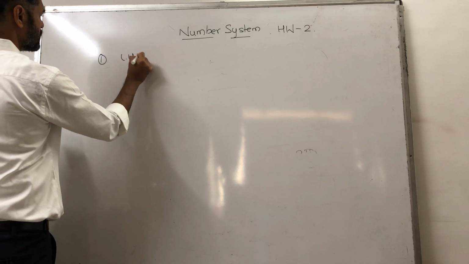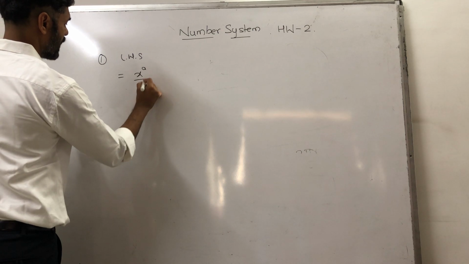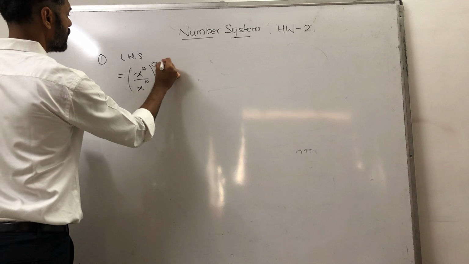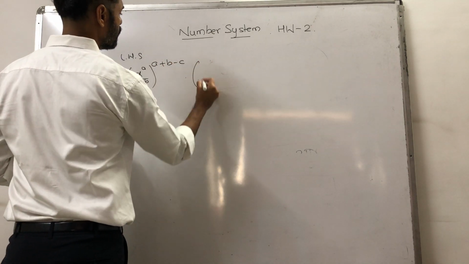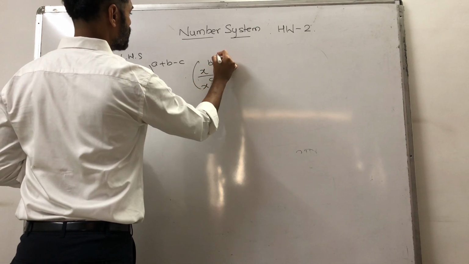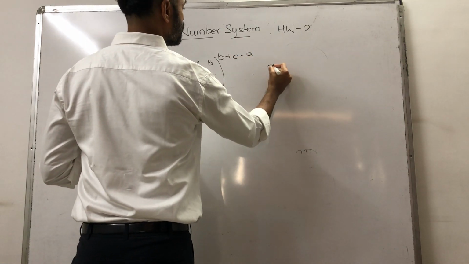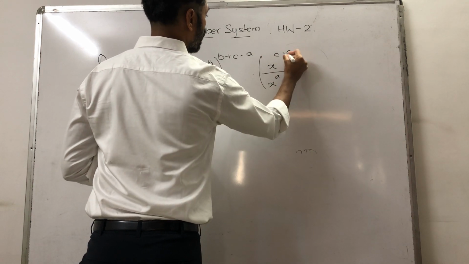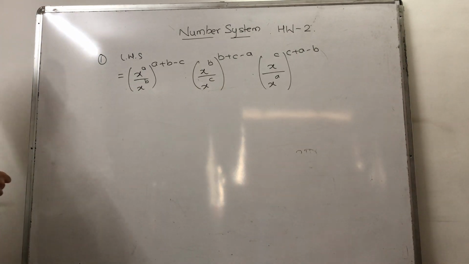The LHS of the sum is (x^a / x^b)^(a+b-c) into (x^b / x^c)^(b+c-a) into (x^c / x^a)^(c+a-b). We have to show that this is equal to 1.